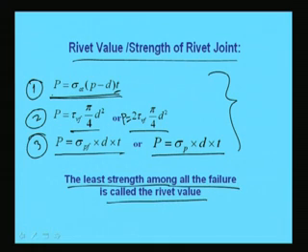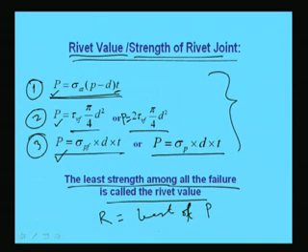That means failure will happen first at the weakest mode. So, the rivet value means the strength of the rivet joint due to bearing failure, due to shearing failure, due to tearing failure, and the least of these three will be the strength of the rivet joint, or the rivet value. In this way we can find out the rivet value, which we generally denote R, which will be the least of P. Okay.